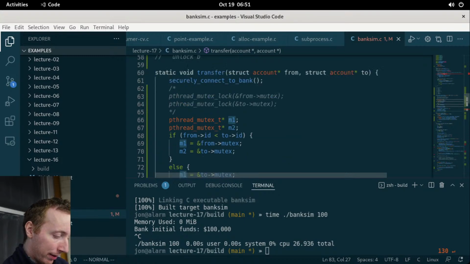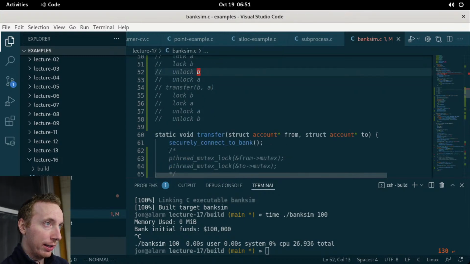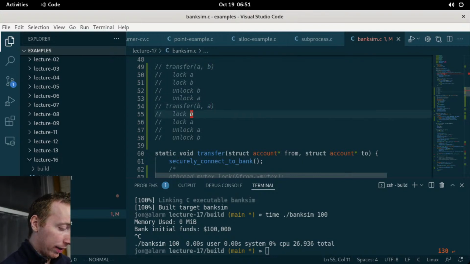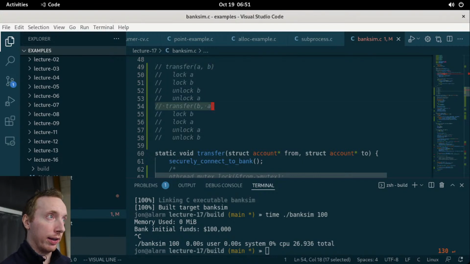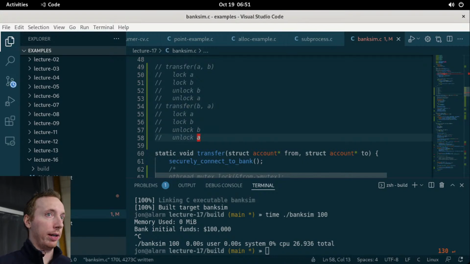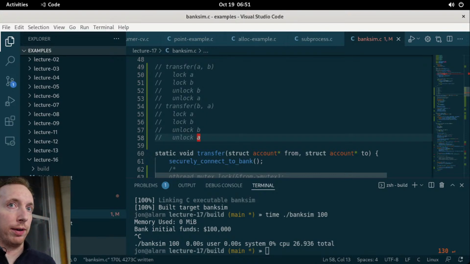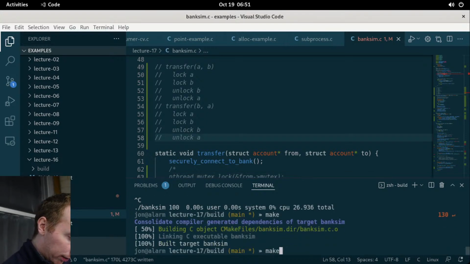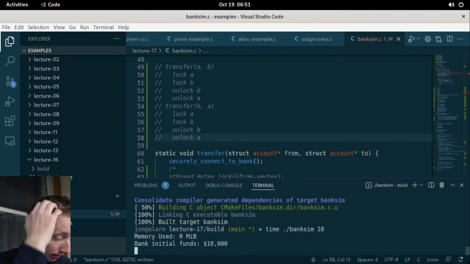If I have this situation again, well, if I assume A has a lower account ID than B, then this transfer would not look like this anymore. It would have actually done lock A, lock B, and do it in the same order. So now we don't have a deadlock anymore because we don't have any circular dependencies. We're all in the same order. So if I do that, let's just sanity check with just 10 accounts.